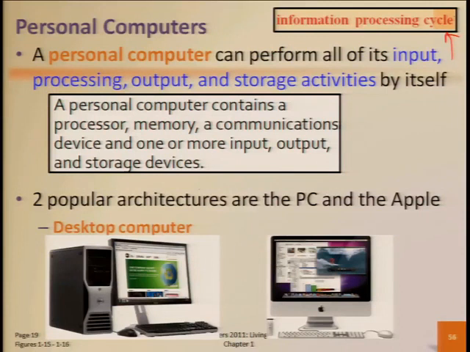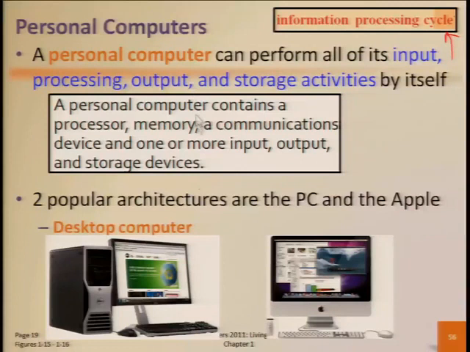So first things first, the easier one, the most familiar to you, personal computers. A personal computer can perform all these operations, input, processing, output, and storage activities, by itself. Remember, these four are considered the so-called information processing cycle. I think we covered that in the first lecture. So a personal computer will have all the hardware and software to carry out all this by itself. There's no need to add on or connect other things to it.